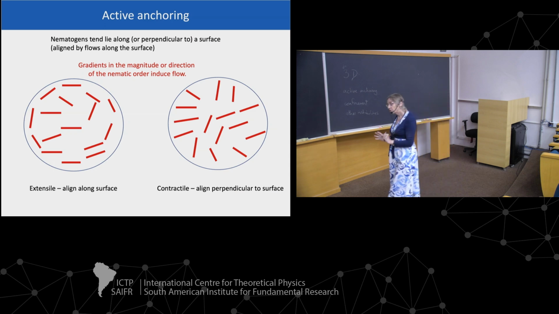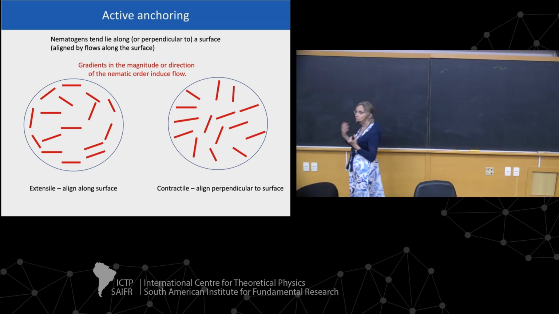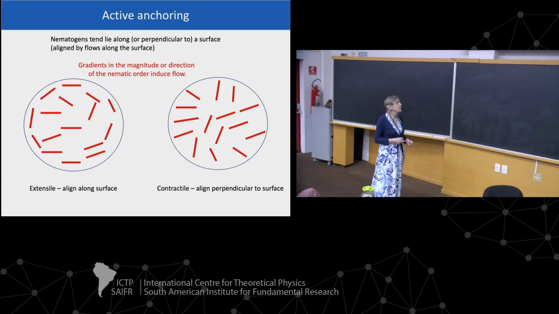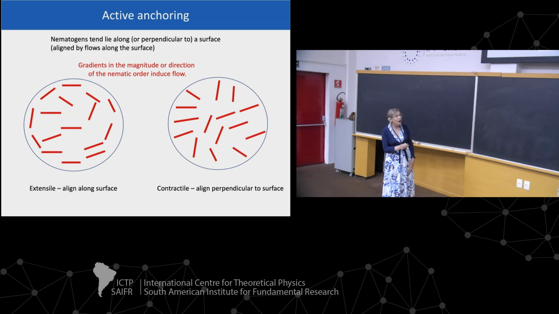So then it's the usual story: changes in magnitude of the order parameter give me stresses, give me flows, and it turns out that what these flows do is that it tends to align the colloids or the nematogens or the active particles along the boundary. So in an extensile system, it tends to align them with planar anchoring. It aligns them parallel to the surface. And in a contractile system, these things tend to align perpendicular to the surface.